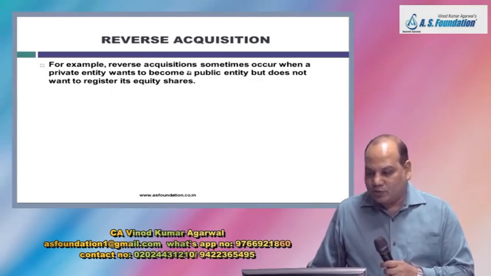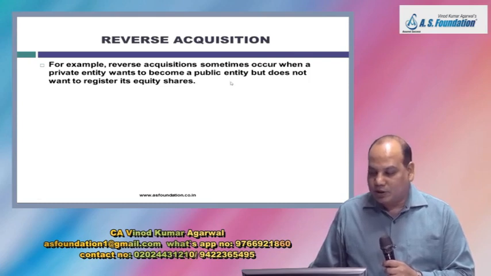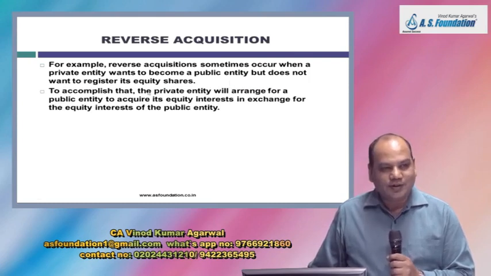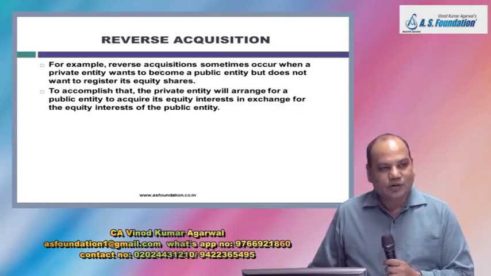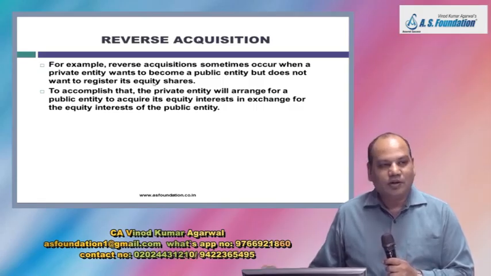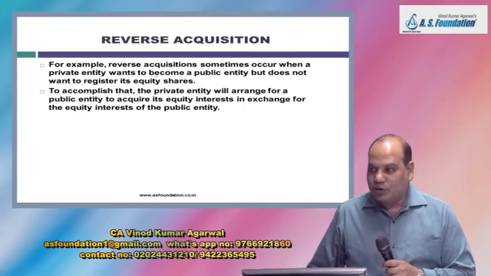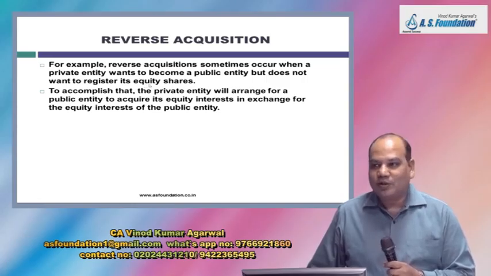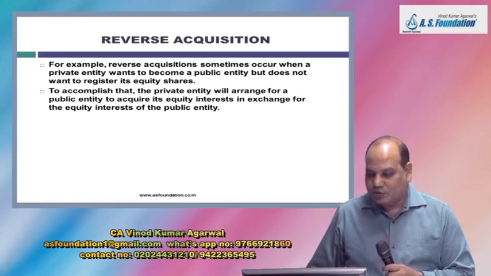For example, reverse acquisition sometimes occurs when a private limited company wants to become a public entity but does not want to register its equity share. So this is backdoor listing. You merge with an existing listed company and design the share exchange ratio in such a manner that ultimately you get the control over that company. So without undergoing the long legal procedure, this is a shortcut to become a listed company. Of course, not as easy as it appears to be, because SEBI is also very smart.